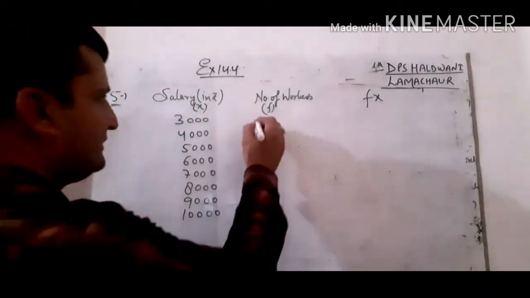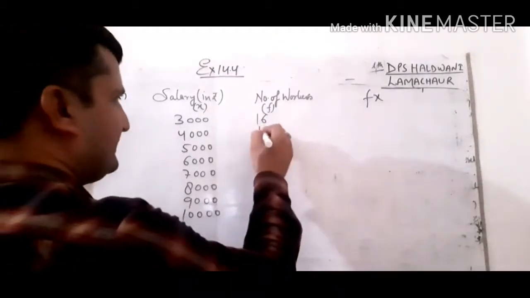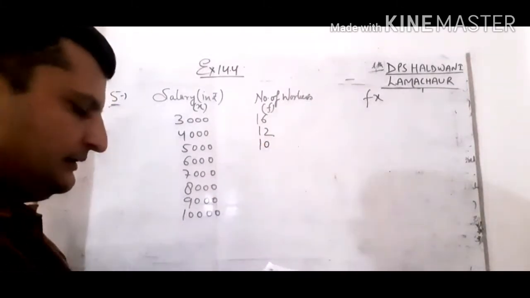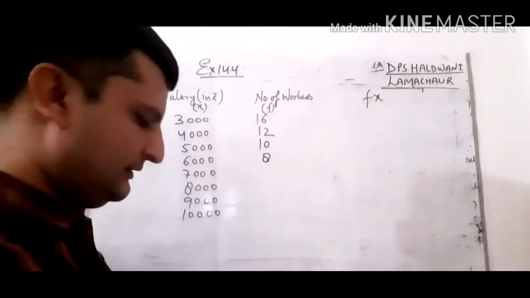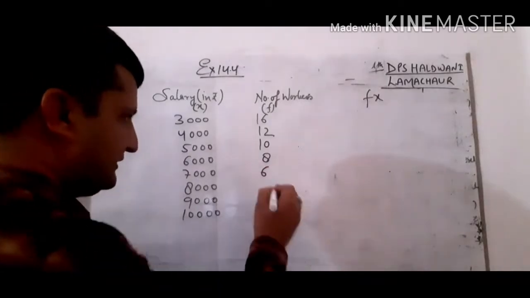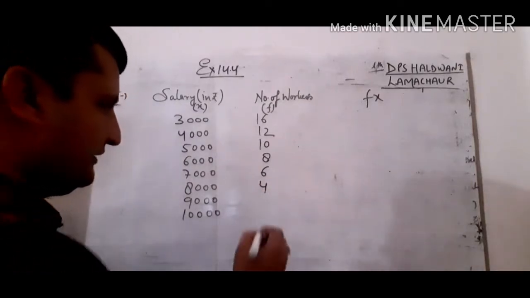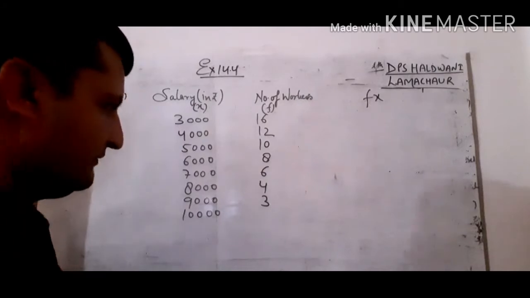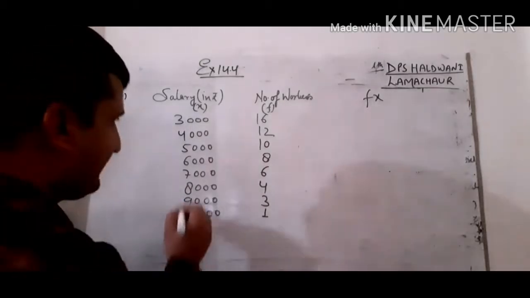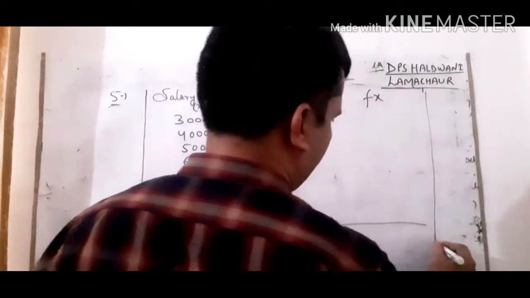It is given in our book that 16 workers are getting 3000 rupees salary, 12 workers are getting 4000 salary, 10 workers are getting 5000 salary, 8 workers are getting 6000 salary, 6 workers are getting 7000 salary, 4 workers are getting 8000 salary, 3 workers are getting 9000 salary, and 1 worker is getting 10,000 rupees salary. So we have to make the table like this.